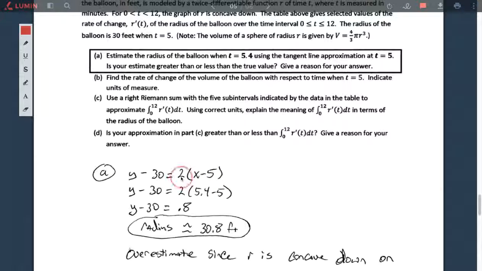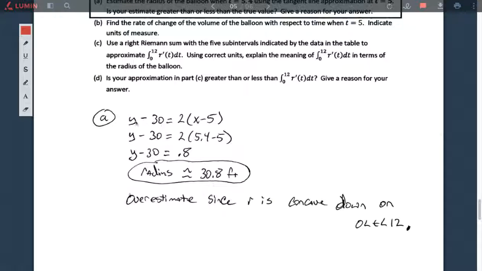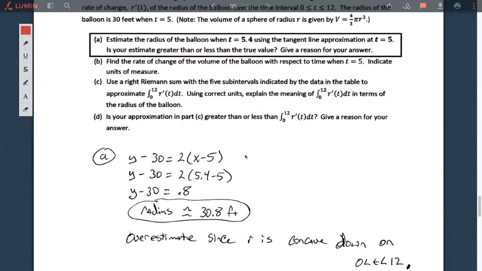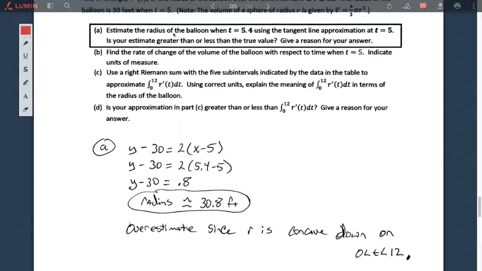So now I just need the slope. I need the derivative at 5. So I go to my data. Here's 5. So that means my slope is 2 because I'm looking at the derivative here. So y minus 30 equals 2 times x minus 5 is my tangent line. I want to estimate 5.4. So I plug in 5.4, subtract this, gives me 0.4 times 2 is 0.8. Add the 30 over, and I am estimating the radius of the balloon to be 30.8 feet.